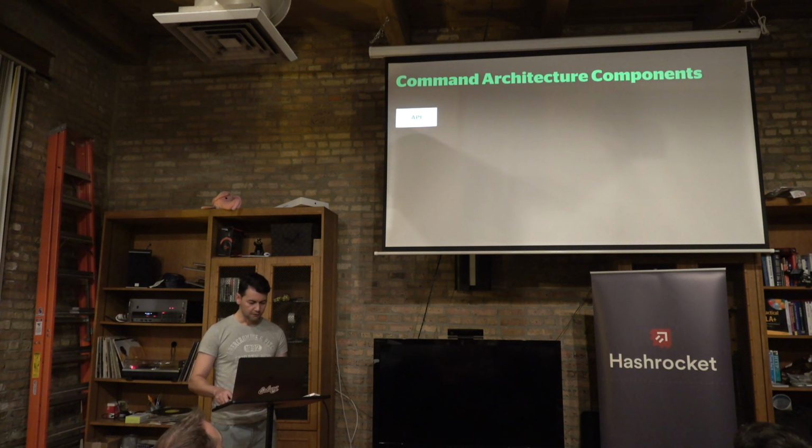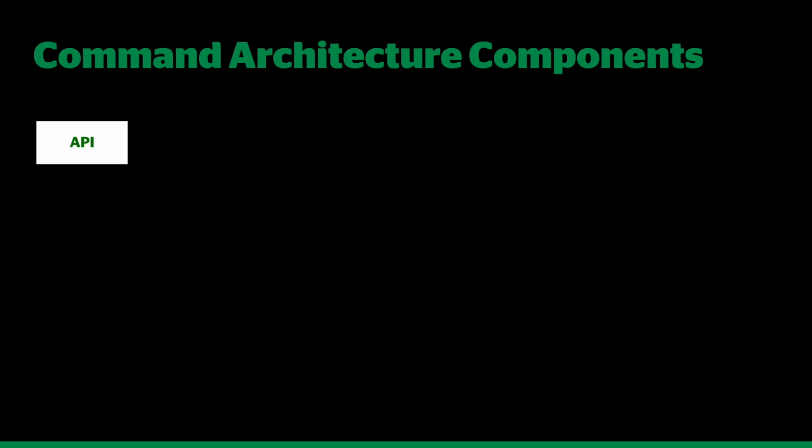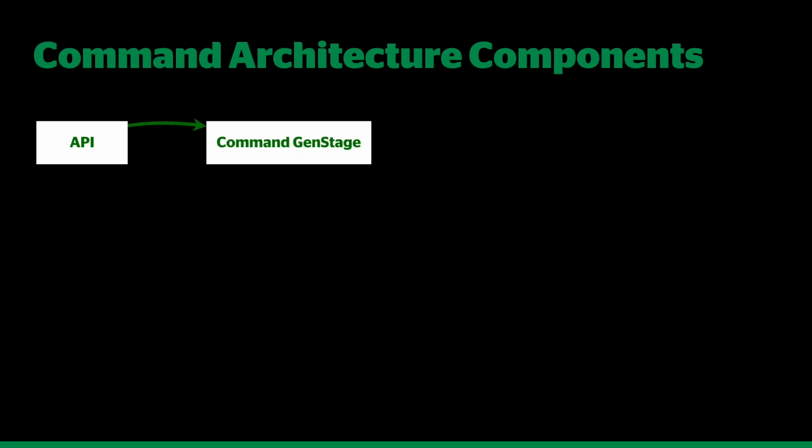So first, we have an API, and that's pretty simple. The API pretty much sends a command to a command gen stage, okay? In that part, the command is validated. It does a pre-check: does it have all the required fields? If not, it returns to the API. The API will present the actual changeset validation errors and move on, like any other system. But this is a task of the command gen stage.